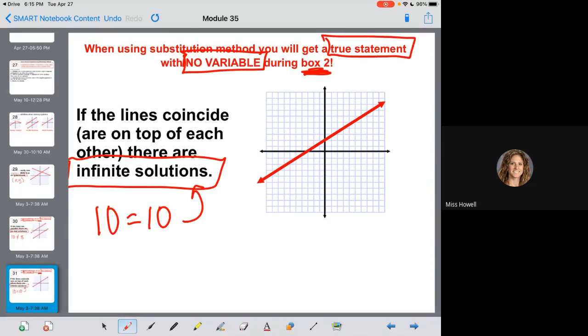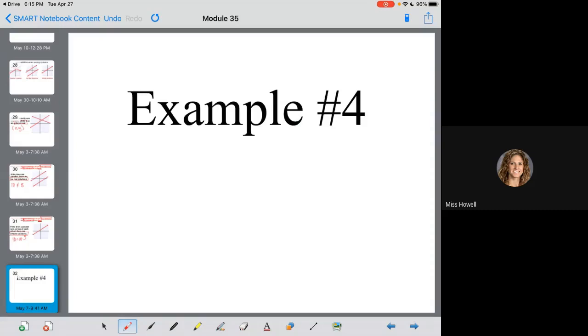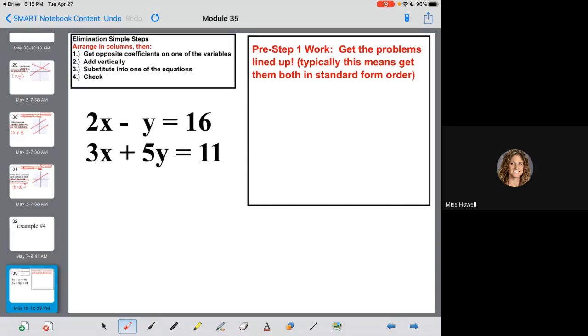All right, so picking up where we left off in our previous lesson, example number 4 using our elimination method. You want to solve the system of equations 2x minus y equals 16 and 3x plus 5y equals 11. Now, everything's lined up. X's are lined up, Y's are lined up, numbers are lined up, so we're good here. We don't have to do any rearranging to get them set up and ready to go.